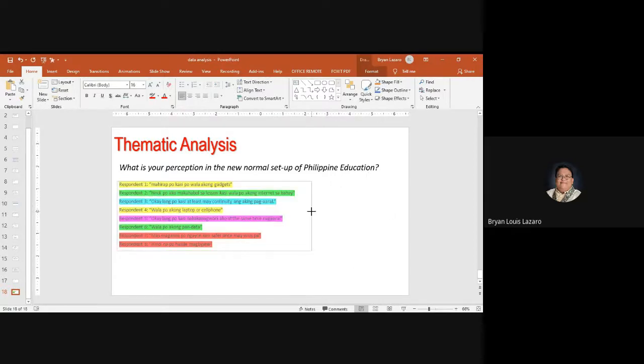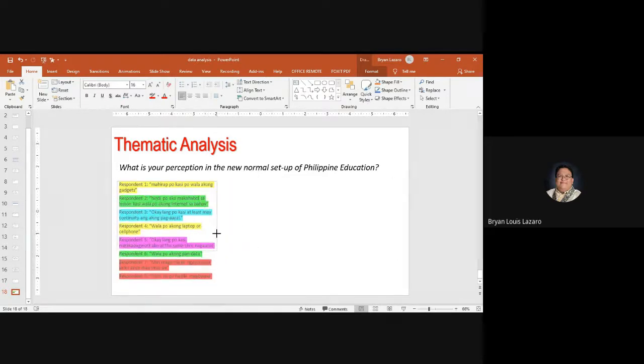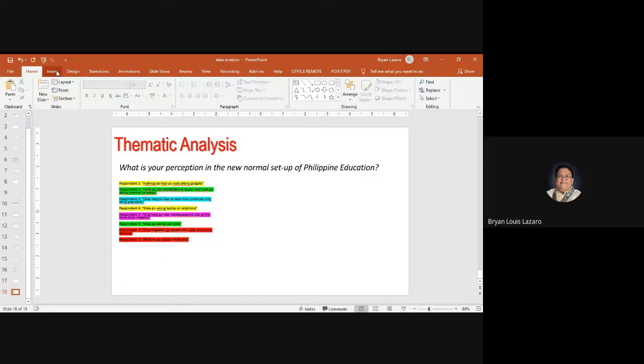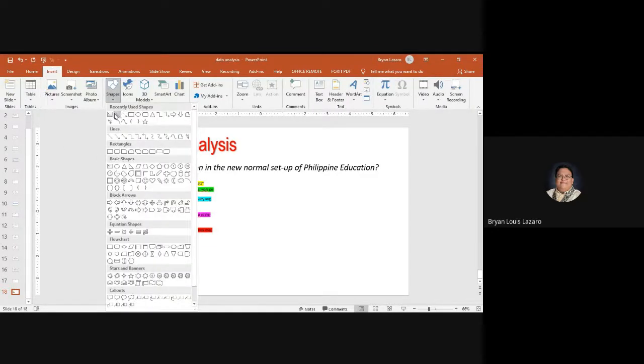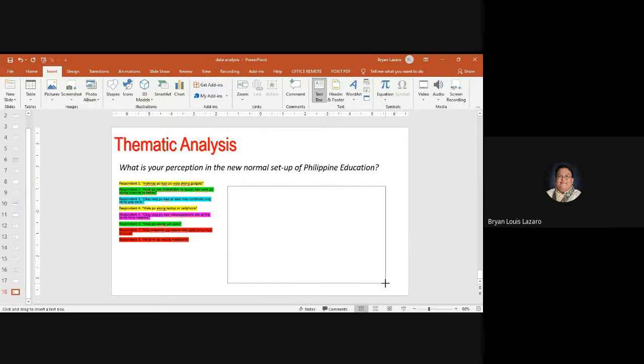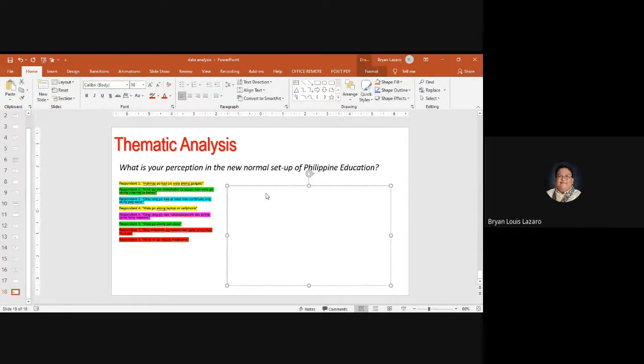Saka ka ngayon gagawa ng thematic analysis. So, paano mo gagawa niyan ng thematic analysis? Nakalagay doon sa iyong... lagay natin dito ha. Ilalagay mo ngayon dito, gagawa ka ng text box ulit, halimbawa dito. Ang lilitaw sa research paper mo ay ganito.